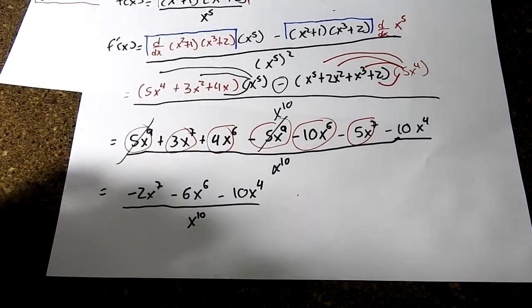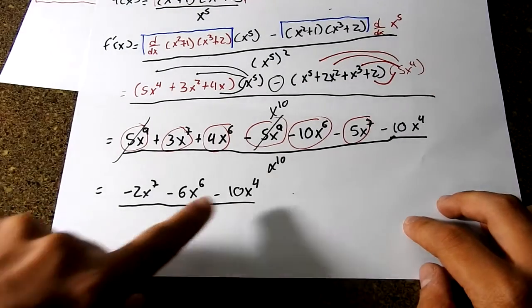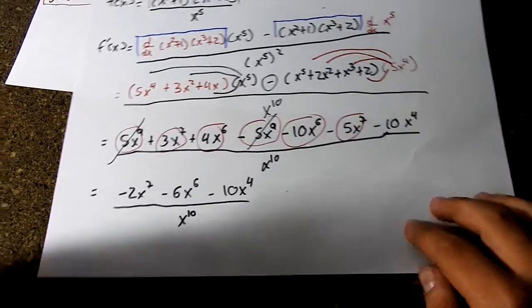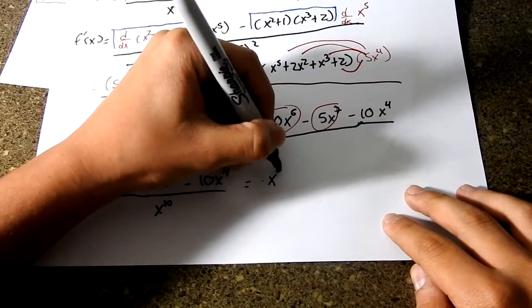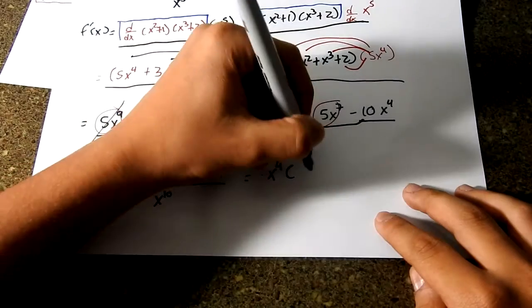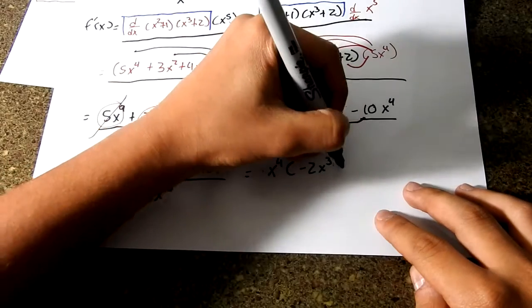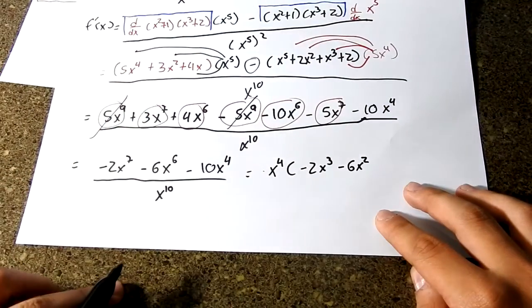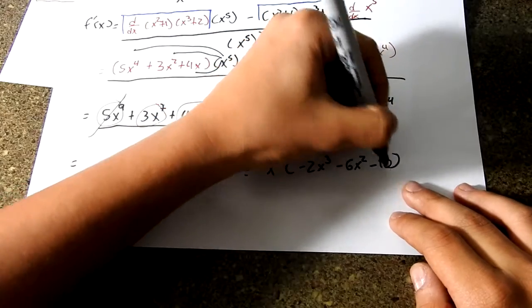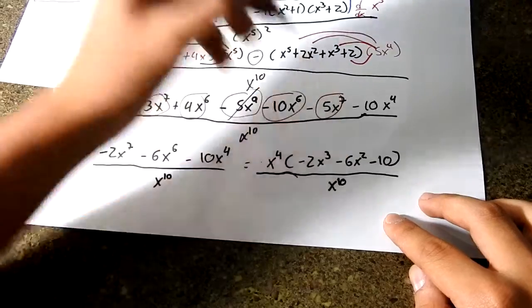So now we have to simplify this even more. I see a common factor here of x to the fourth. So let's take it out. x to the fourth. Then we're going to have minus 2x to the 3 remaining inside. And then here we're going to have minus 6x to the 2, and then minus 10. All of this over x to the 10th power.